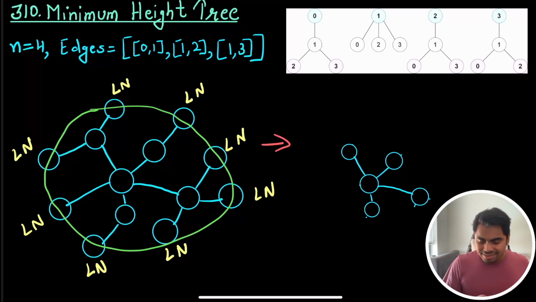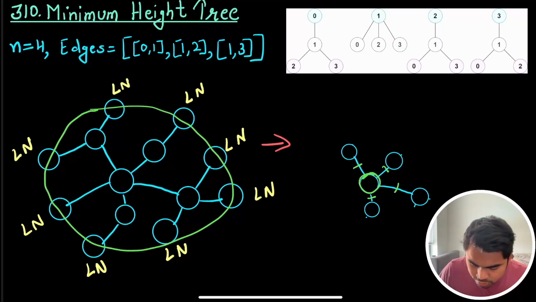But still, if you see right here, is my answer going to be all of these nodes? Well, no. You can definitely tell that this node right here is actually in the middle of all of the other nodes. So these are also adding 1 height if you were choosing them as root.